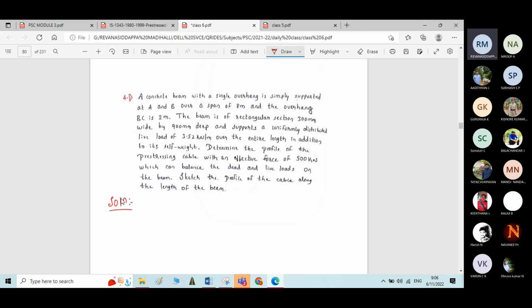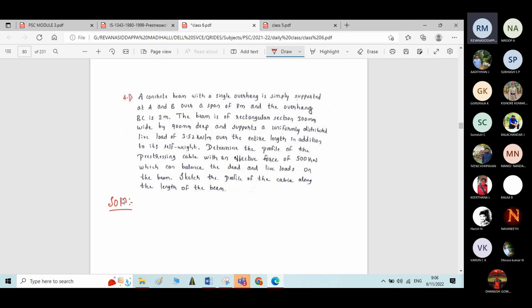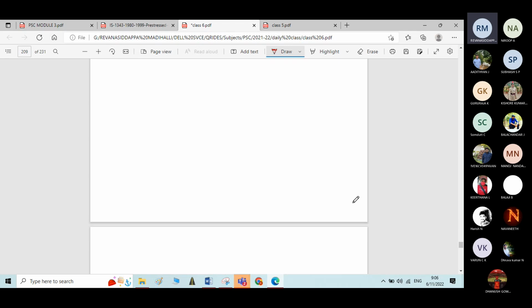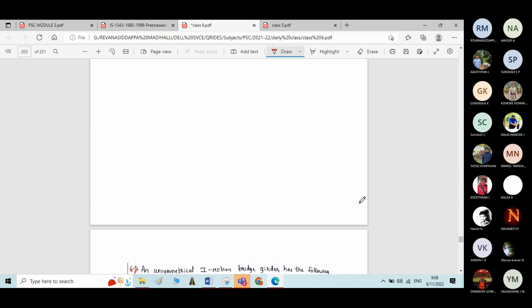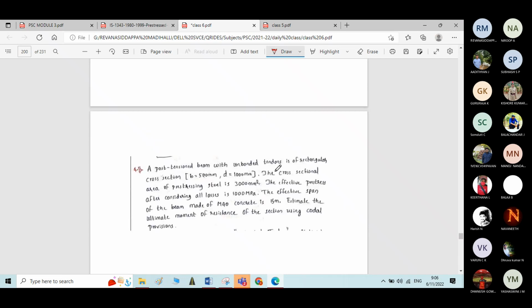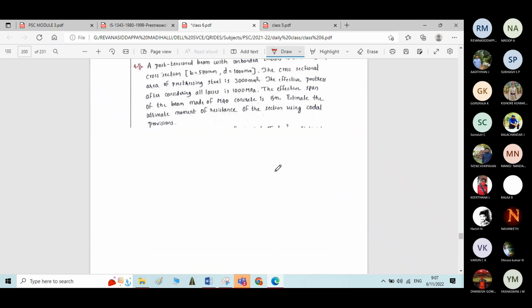So these are all very simple problems. All the guidelines are there in the codebook only. You must only remember the procedure of solving the problem. Sorry, this is of the second model. No? Let me open the fourth problem of the third model. Yes. Note this problem.